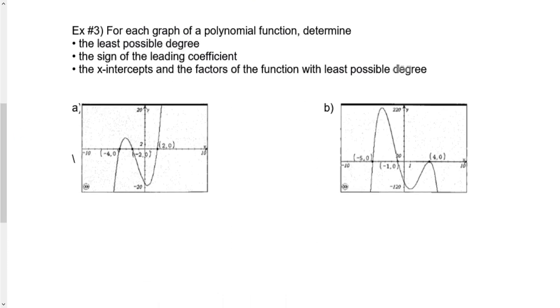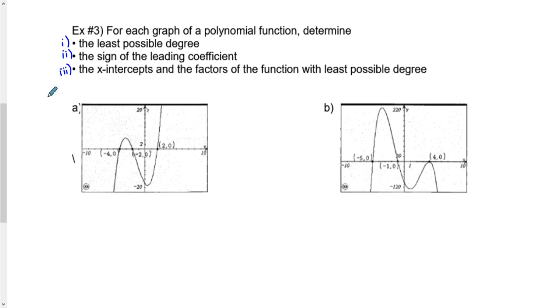Alrighty. This one, let's talk about more things. For each of these graphs, we're going to talk about the least possible degree, sign of the leading coefficient, what the x-intercepts are, and the factors of the function with the least possible degree. So really what I want to do is find out essentially what is the possible equation of this. So the least possible degree talks about, okay, let's label this I, and II.